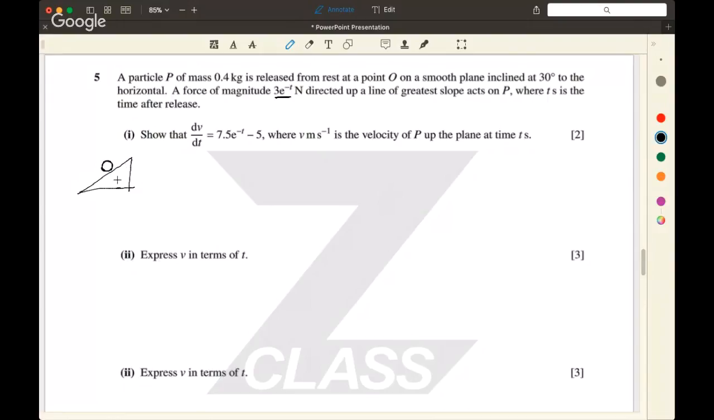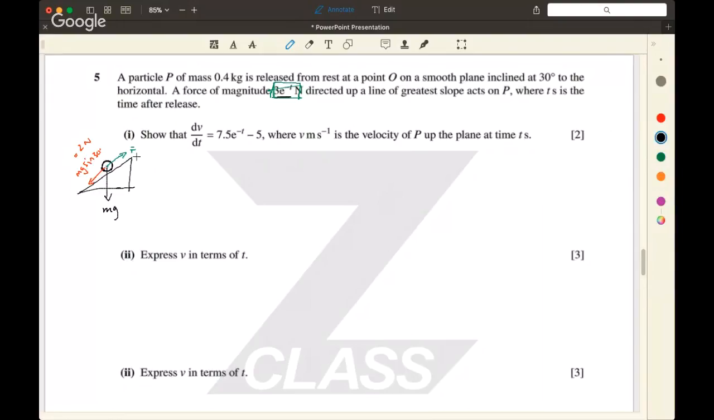Well, what's going to be acting on it? The weight of the object is going to be acting downwards, and along the plane, that is going to be mg sine of 30 degrees, and mg is just 4, and sine of 30 is a half, so this is equal to 2 newtons. And then we're also told that there is a force acting up, like so, and this is force F, which we're given here.